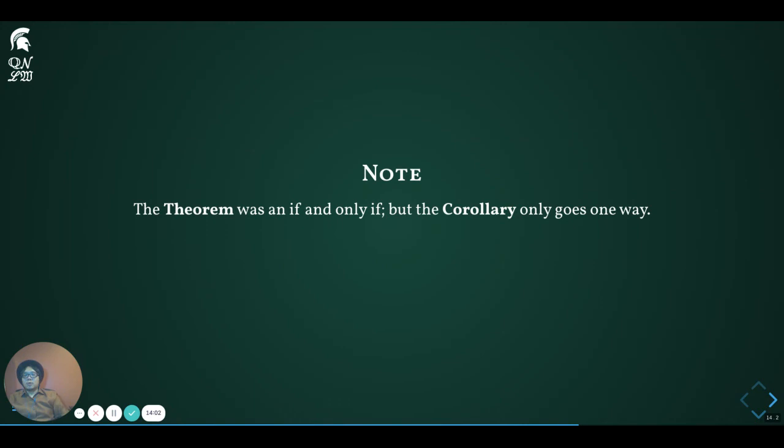One final concluding note, the theorem before, just as Cauchy's criterion, is a biconditional implication. It states that the series converges if and only if something happens. The corollary, however, only goes in one direction. It says that if the series converges, then something happens, but not the reverse.